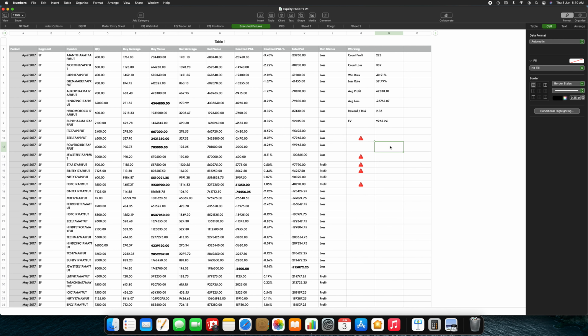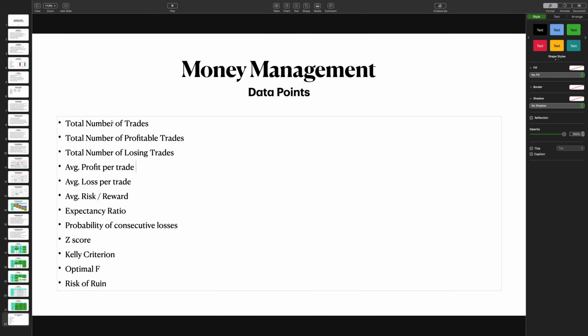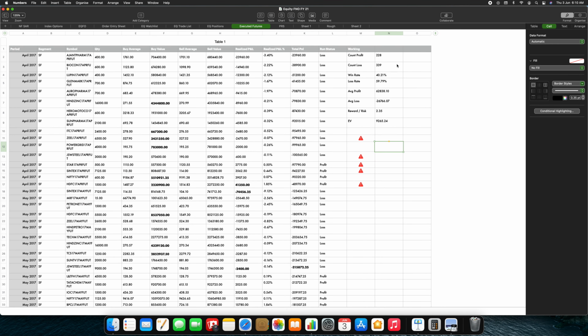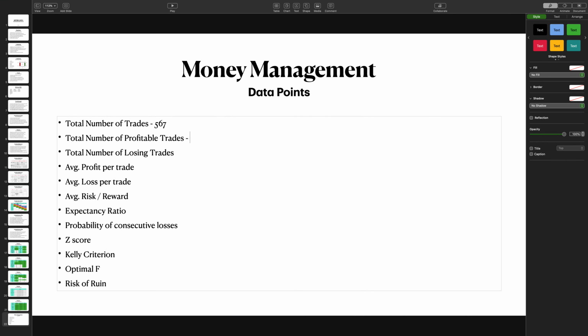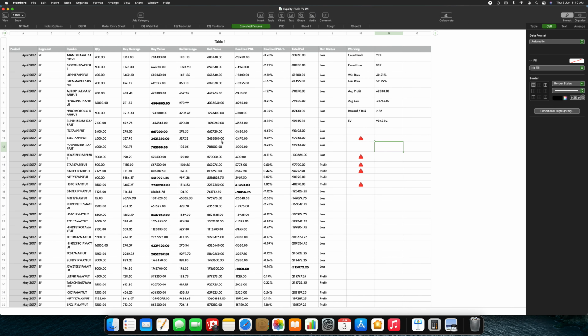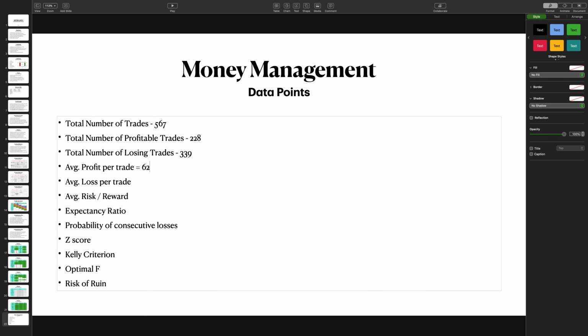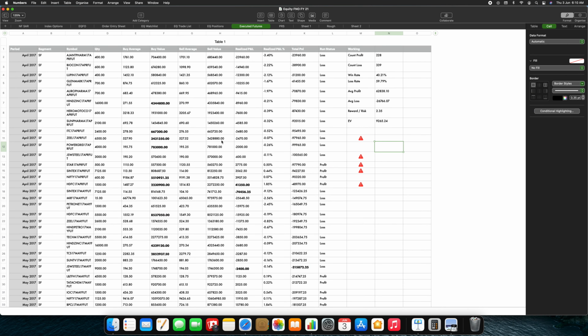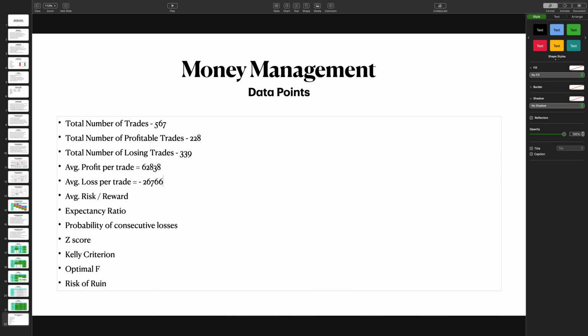our position sizing. Now, just putting a reference here, because we need to give a reference, we know that I have taken approximately 567 trades. We know that 228 of them have been profitable. We also know that 339 of them have been loss making. We know that our average profitable trade is 62,838. Our average losing trade is minus 26,766.